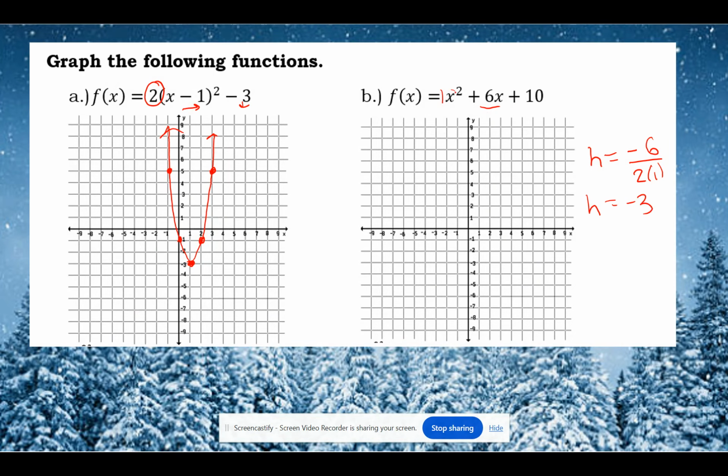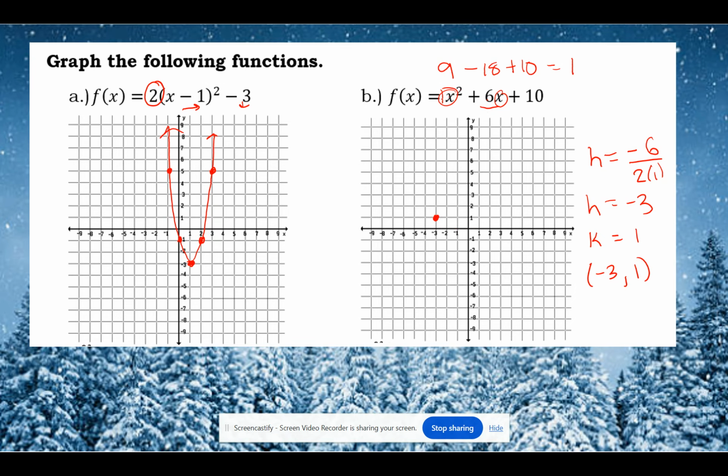Now when I put negative 3 in X's spot, negative 3 squared is 9. 6 times negative 3 is a minus 18, and then a plus 10. Now when I add all that together, I should get 1, so my K value is 1. That means your vertex is at negative 3, 1. So I'm going to plot that point.